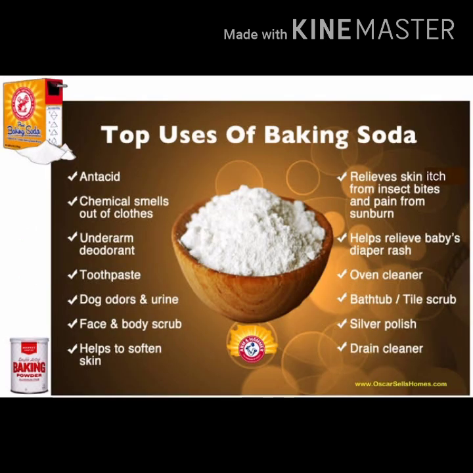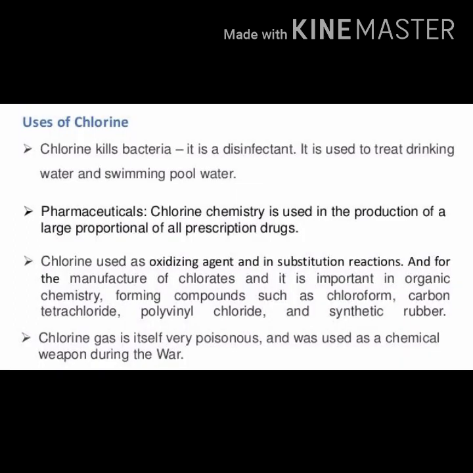Some uses of baking soda. It is used in antacids, used in toothpaste, helps to soften skin, face and body scrub, and helps in silver polish, drain cleaner, bathtub cleaning, etc. Uses of chlorine. Chlorine kills bacteria. It is a disinfectant. It is used to treat drinking water and swimming pool water. Chlorine chemistry is used in the production of a large proportion of all prescription drugs. Chlorine gas is itself very poisonous and was used as a chemical weapon during the war.